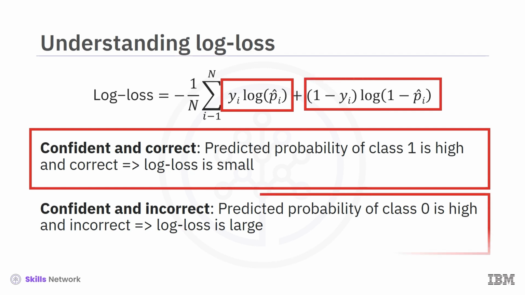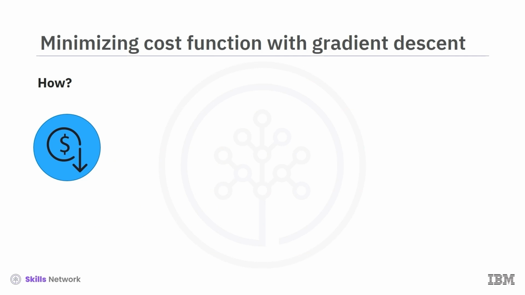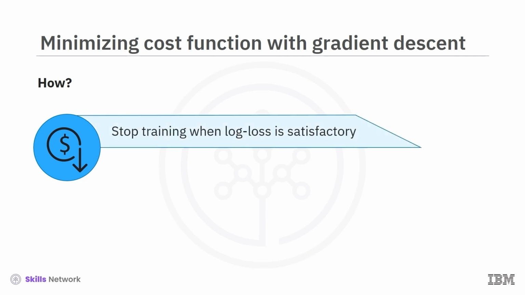In this way, log loss penalizes confident, incorrect predictions. When the predicted probability of class 1 is high and incorrect, that is, when p hat i is close to 1 for an observation and the actual class is 0, the log loss is very large. There are various ways to stop iterations, but essentially you stop training when your model's log loss is satisfactory.